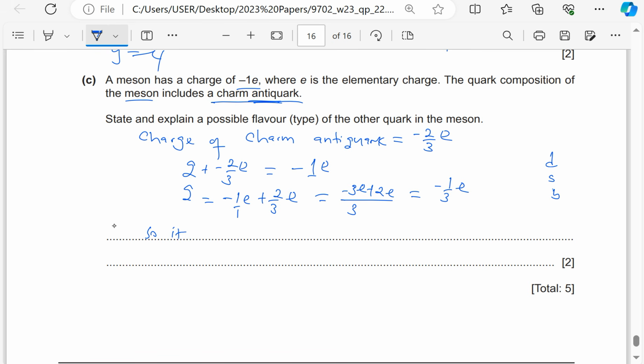So state and explain the possible flavor of the other quark. So it is down, or strange, or it is bottom. These are the quarks which have a charge of minus 1 over 3e.